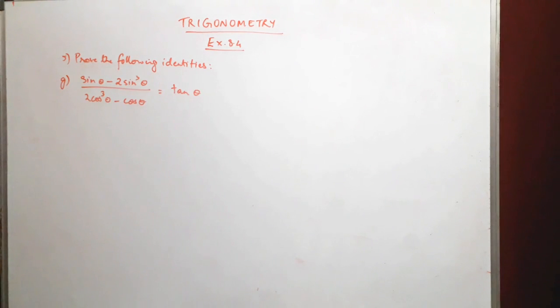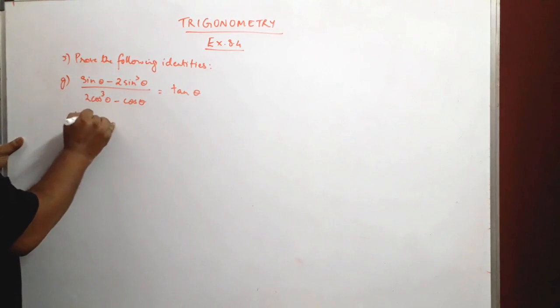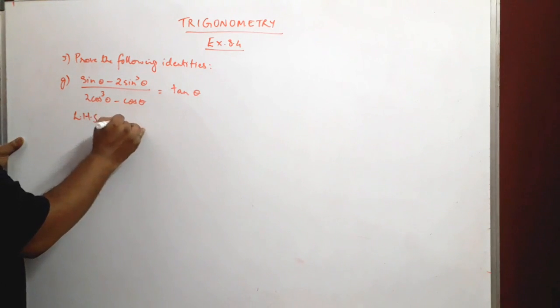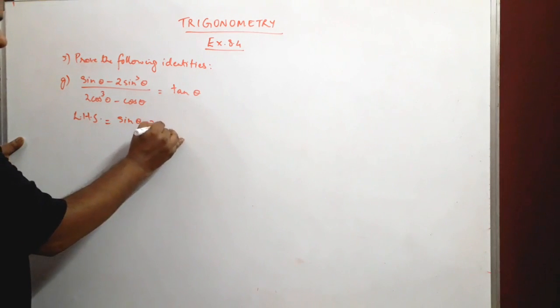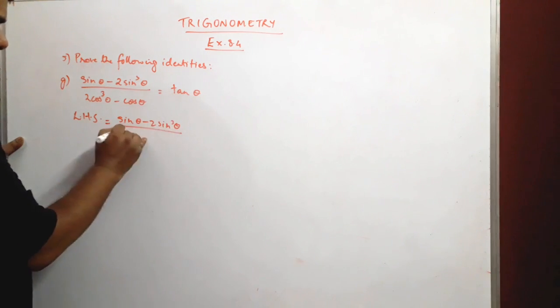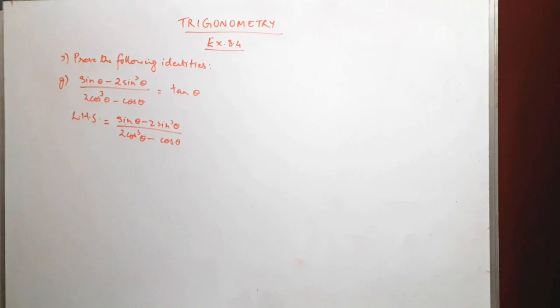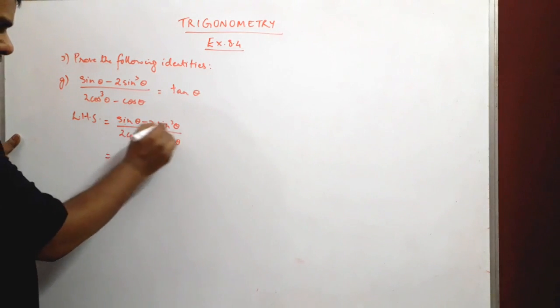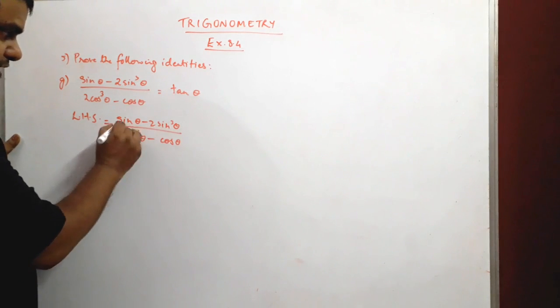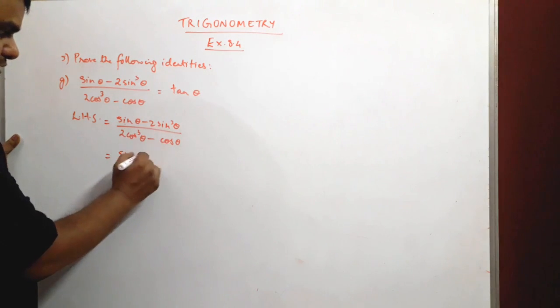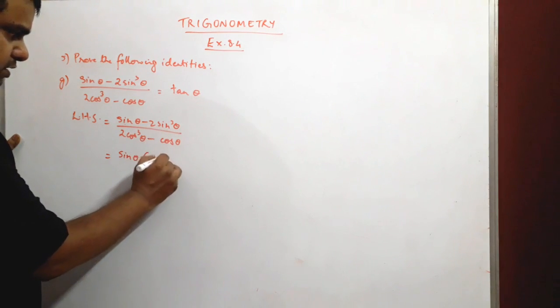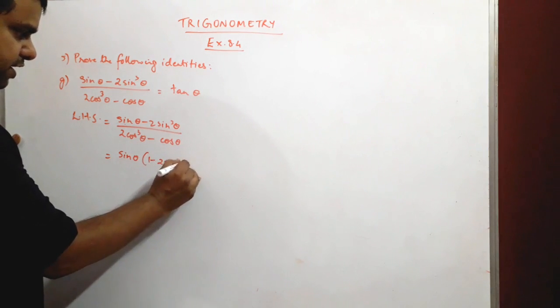Next problem is sin theta minus 2 sin cube theta whole thing upon 2 cos cube theta minus cos theta, and we need to prove it equal to tan theta. We start with the left hand side, which is equal to sin theta minus 2 sin cube theta whole thing upon 2 cos cube theta minus cos theta. So in this case, in the numerator we will try to take sin theta common, because clearly sin theta is common to both these terms. We will be left with 1 minus 2 sin square theta.